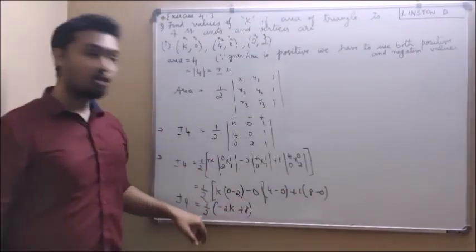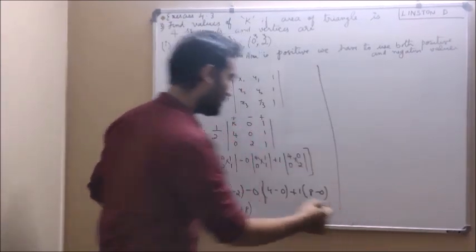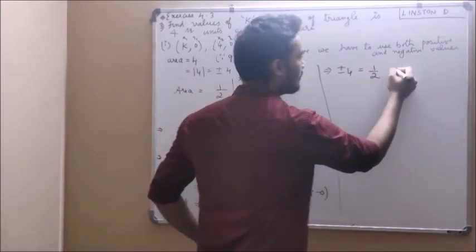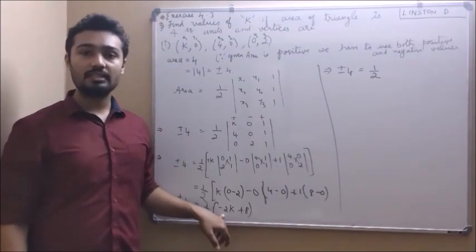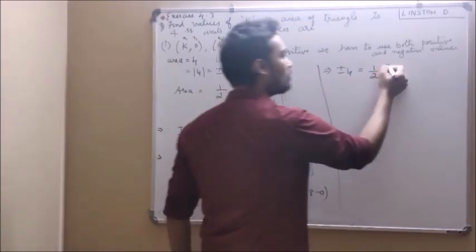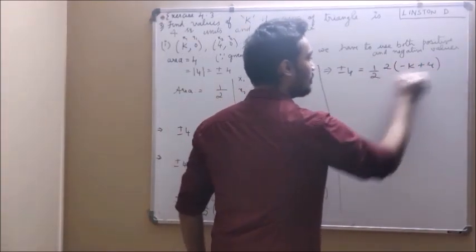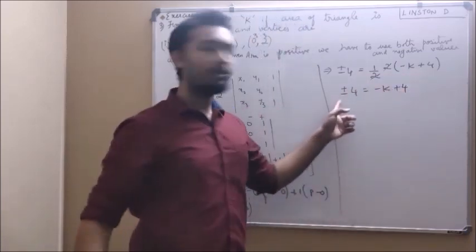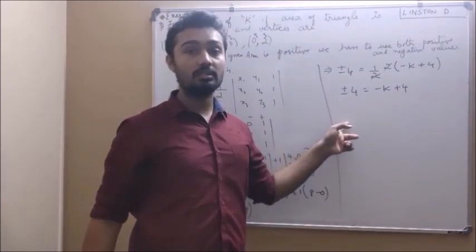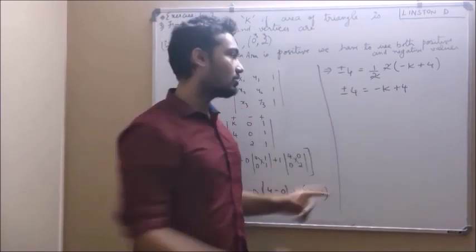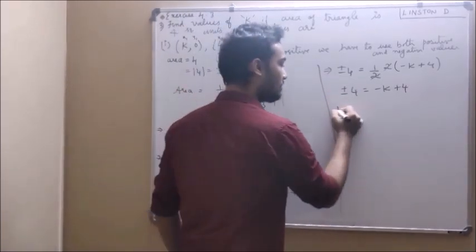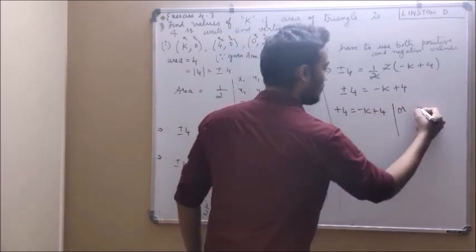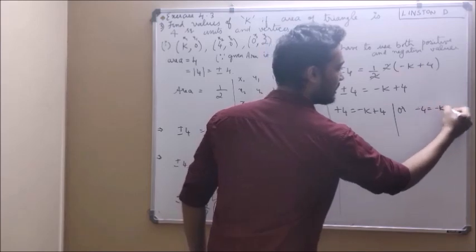So next we'll solve the other side, which implies plus or minus 4 equal to half into, now here minus 2k is there, you can take 2 common out, minus k plus 4, 2 cancel, you get plus or minus 4 equal to minus k plus 4. Now here we have plus or minus 4, we have two conditions, so separate the two conditions and solve. So which are the two conditions? First condition plus 4 equal to minus k plus 4, or minus 4 equal to minus k plus 4.